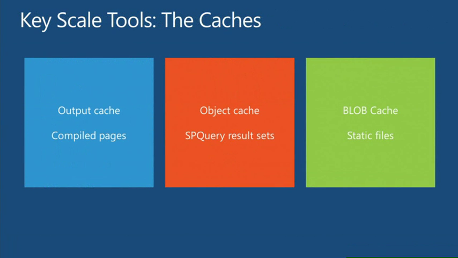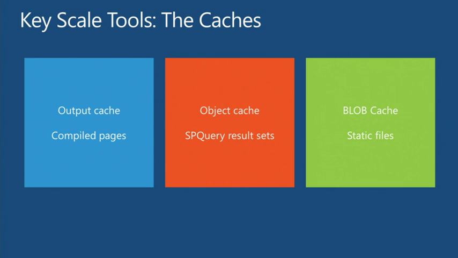So our key tools for scaling in terms of the SharePoint data set that we're dealing with are on this slide. We've got the output cache, the object cache, and the blob cache. Now, the output cache is effectively the same thing as the ASP.NET output cache, with some additional configuration capabilities for SharePoint. So we add a UI for managing the configuration and also some additional parameters that we can tweak.